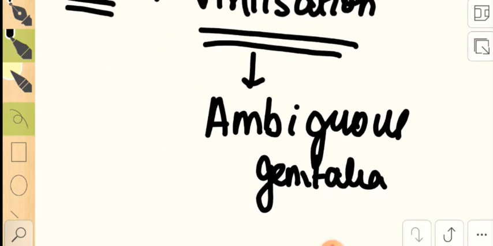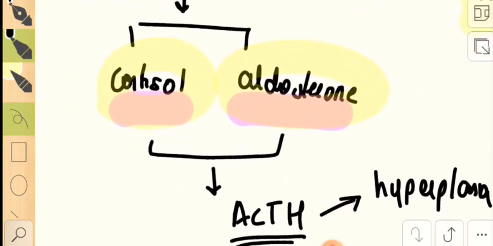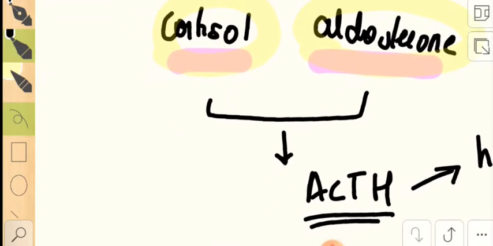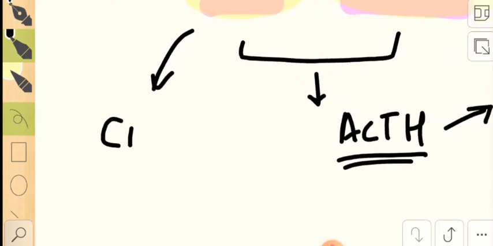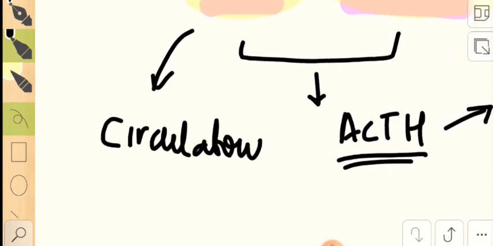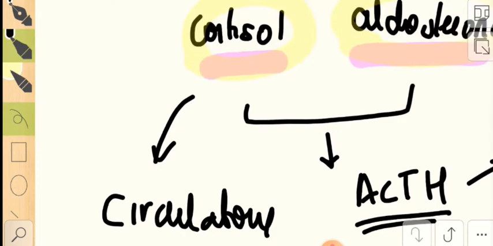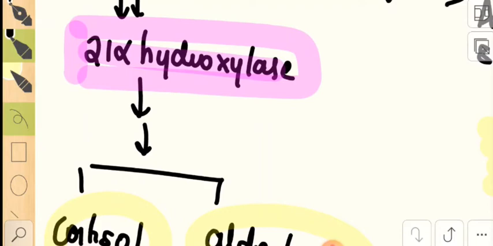Now, this is one manifestation of congenital adrenal hyperplasia. Another manifestation of this disease is due to absence of cortisol and aldosterone. Because these two important hormones are not present at that particular point of time, the newborn at birth will present with unexplained circulatory collapse. So, any newborn which presents with unexplained circulatory collapse, first congenital adrenal hyperplasia should be ruled out. All of the manifestations of the disease depend upon the enzymatic activity of 21-alpha hydroxylase.